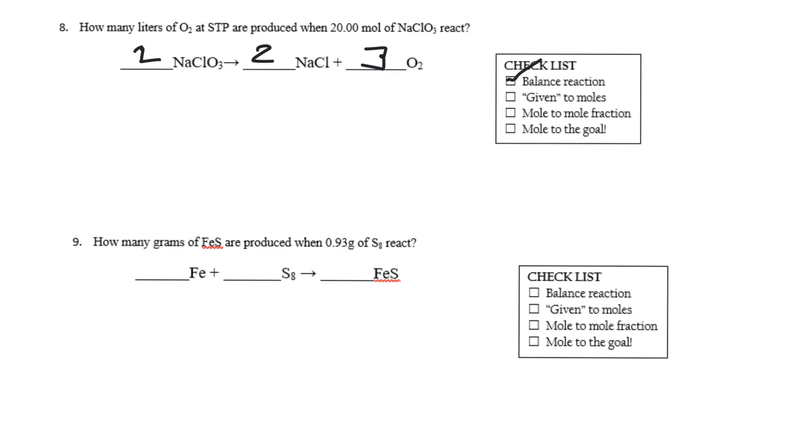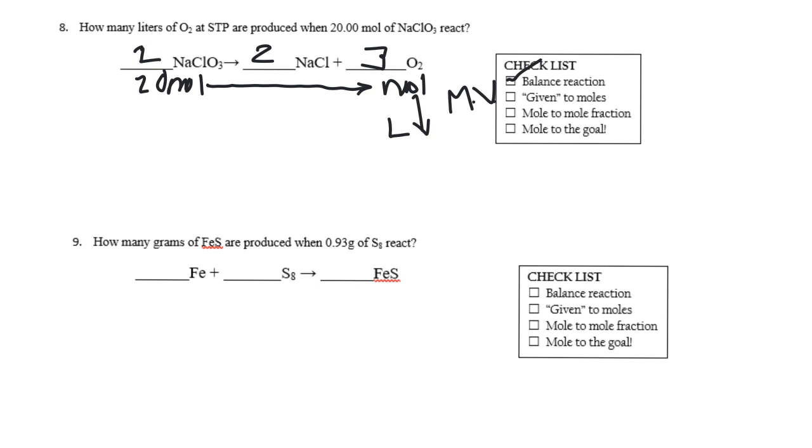Now I'm ready to set up my game plan, my bridge and my valley. So we have 20 moles of NaClO3, so that goes on the bridge. And I want to get to liters of oxygen, so that goes in the valley. I can't go diagonal. So first I'm going to convert to moles of oxygen using my coefficients. Then I can convert to liters using molar volume, or 22.4. Remember, when it says STP, that just stands for standard temperature and pressure. That just means you can use the 22.4 relationship.